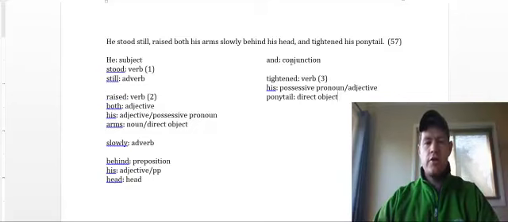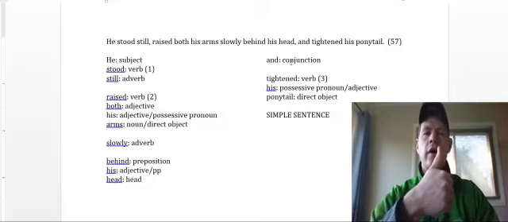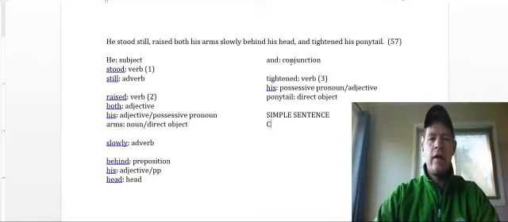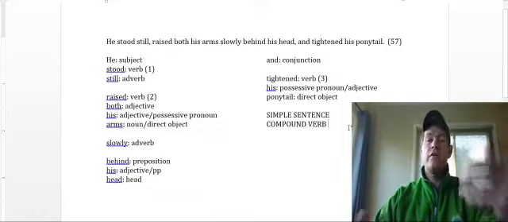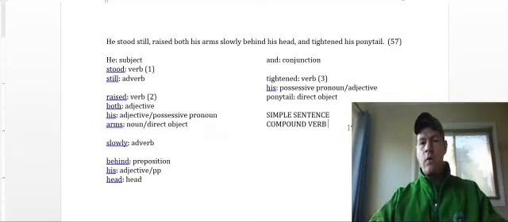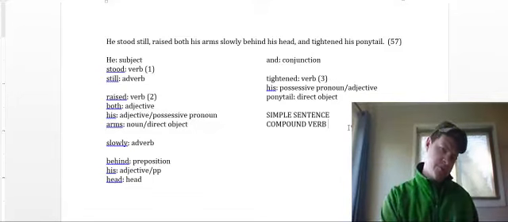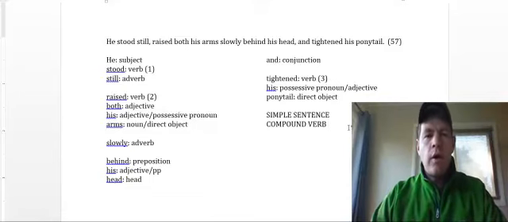Okay, so here, just to make a couple of notes, we can say we have a simple sentence, which means we only have one independent clause. There's only one complete thought here, right? But that simple sentence has a compound verb, okay? So we have verb number 1, which is stood. We have verb number 2, which is raised. And we have verb number 3, which is tightened, okay? Sometimes you can have compound subjects, which might be Jacob and I went for a walk, okay? That's a simple sentence. It only has one independent clause, but it has two subjects, okay? So here we have a simple sentence with a compound verb and one prepositional phrase.